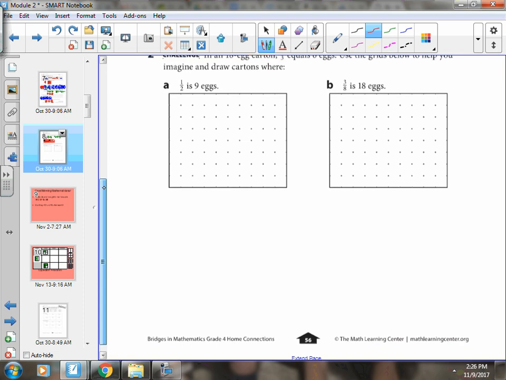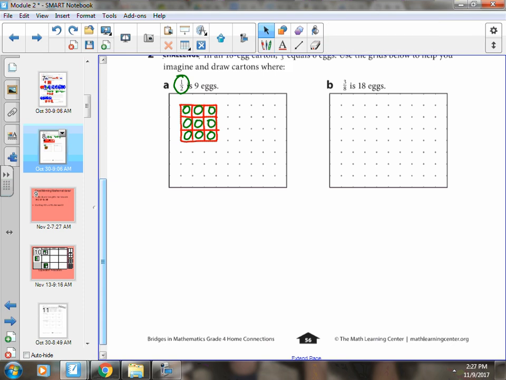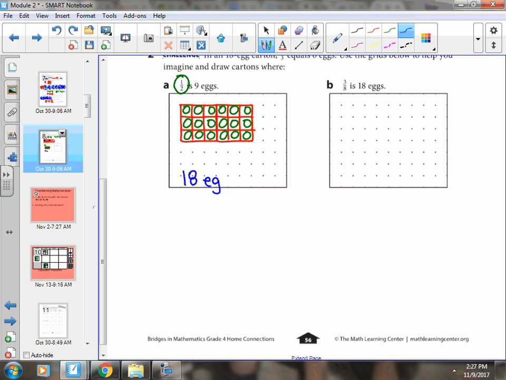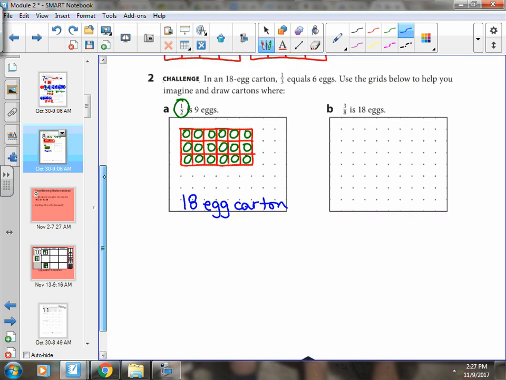If half is 9 eggs, well, let me draw 9 eggs. Okay, so imagine 9 eggs. You can even draw the eggs in there if you want. There's 9 eggs, but that is only half of the picture. If that is only half of the picture, then we need to double it to get the whole picture. So we're talking about an 18-egg carton. If half of the carton is 9 eggs, then the whole carton is 18 eggs.